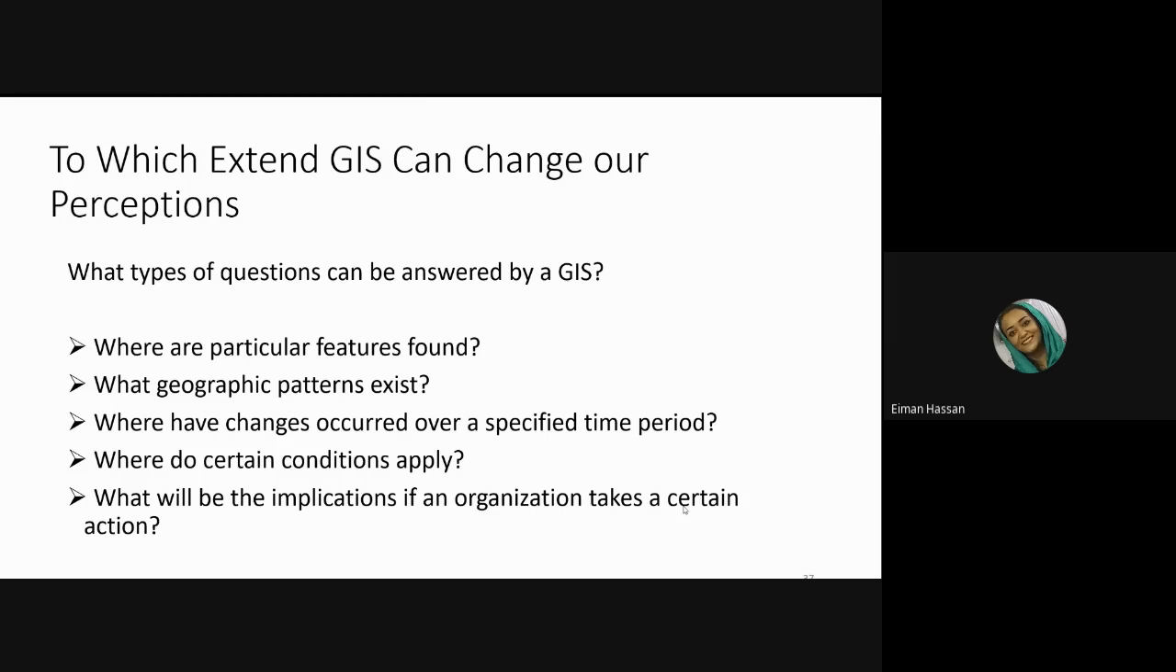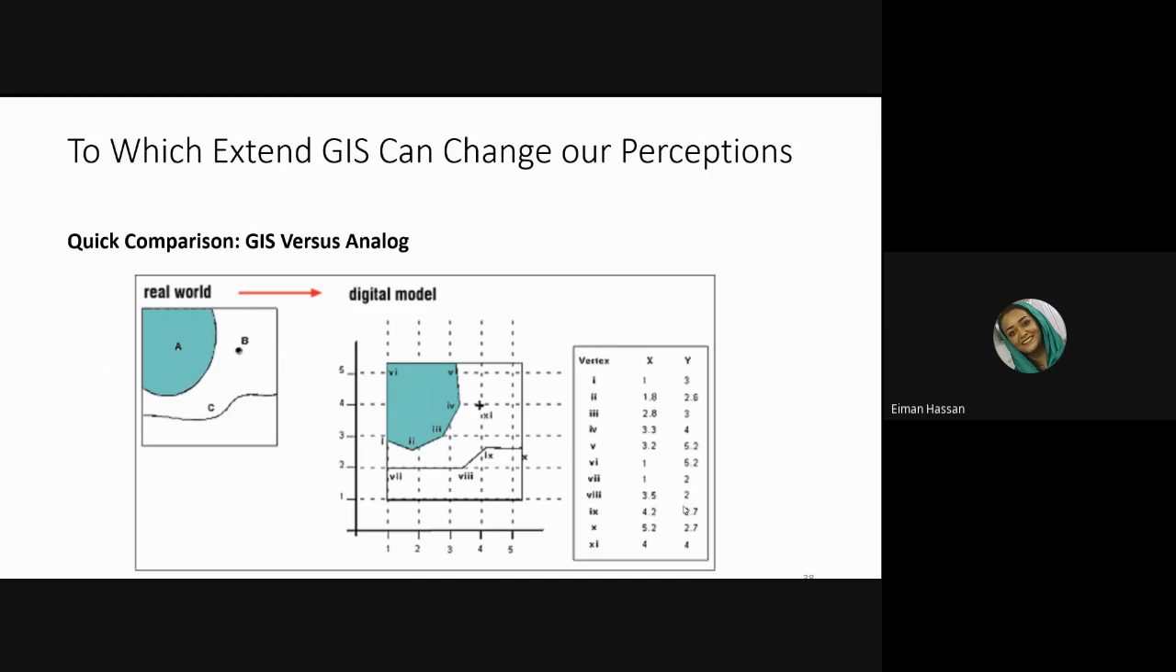And what will be the implications if an organization takes certain actions? So we're going here to decision making. So these are the questions we need to answer with GIS, or we need to answer when we are working on GIS.